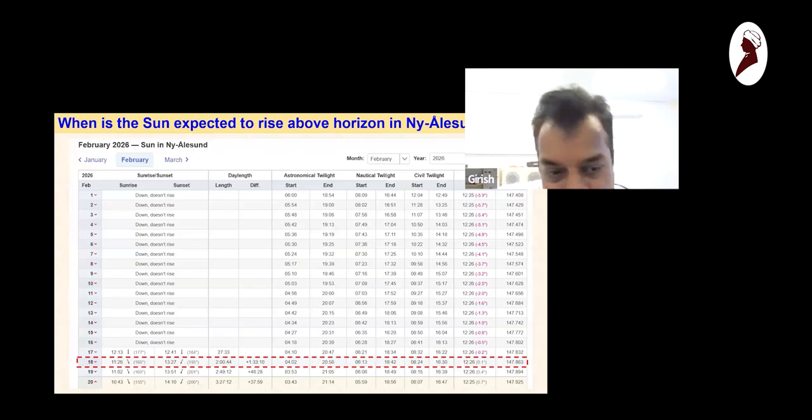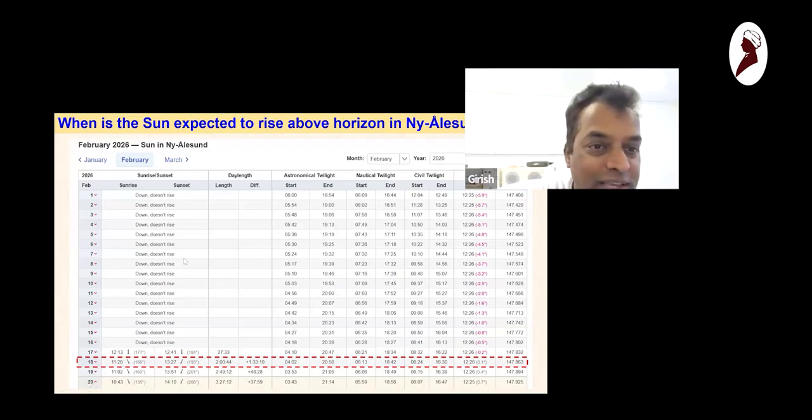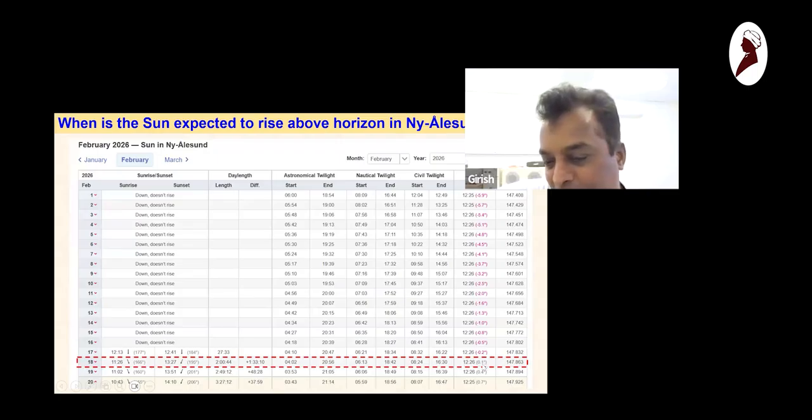So I briefly refer to this. February 18th is when part of the sun's disk was visible for the first time. As you see here, it is down and doesn't rise.